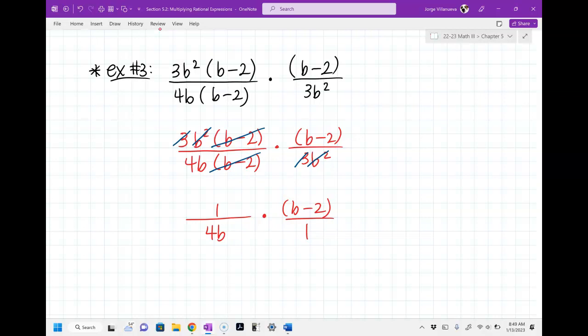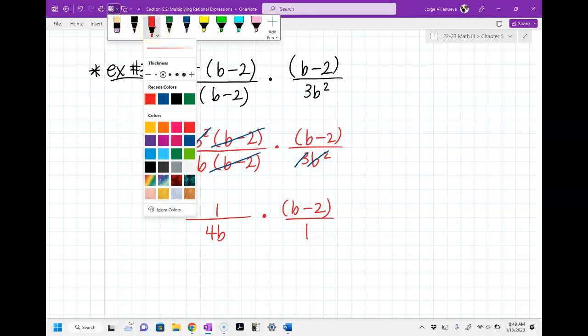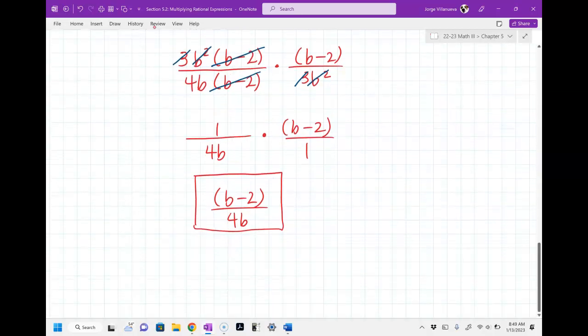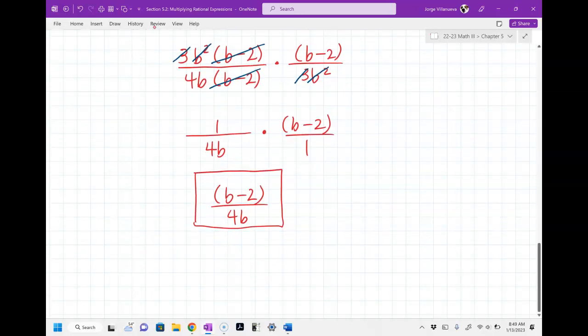What did I tell you yesterday about doing that? The only way you can get rid of the b and the b minus 2 is if you have a matching piece, and we don't, right? So I'm done. I just got to put that together now. So here we go. This is b minus 2 over 4b. And that's it. That's the answer to this question.